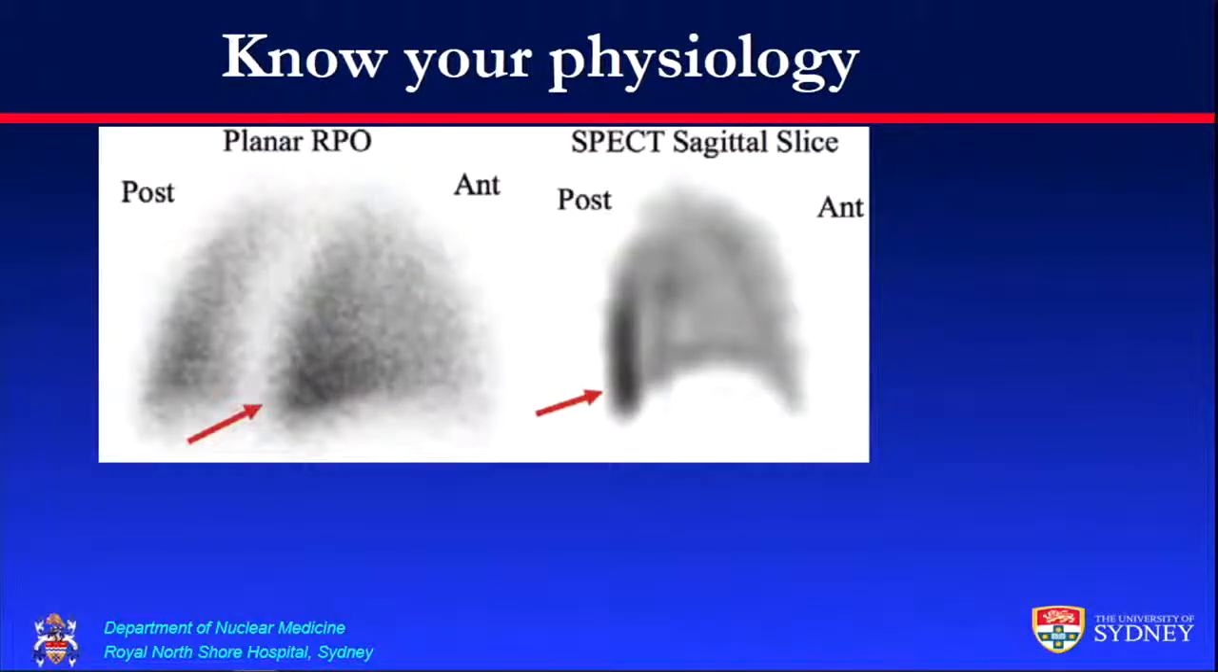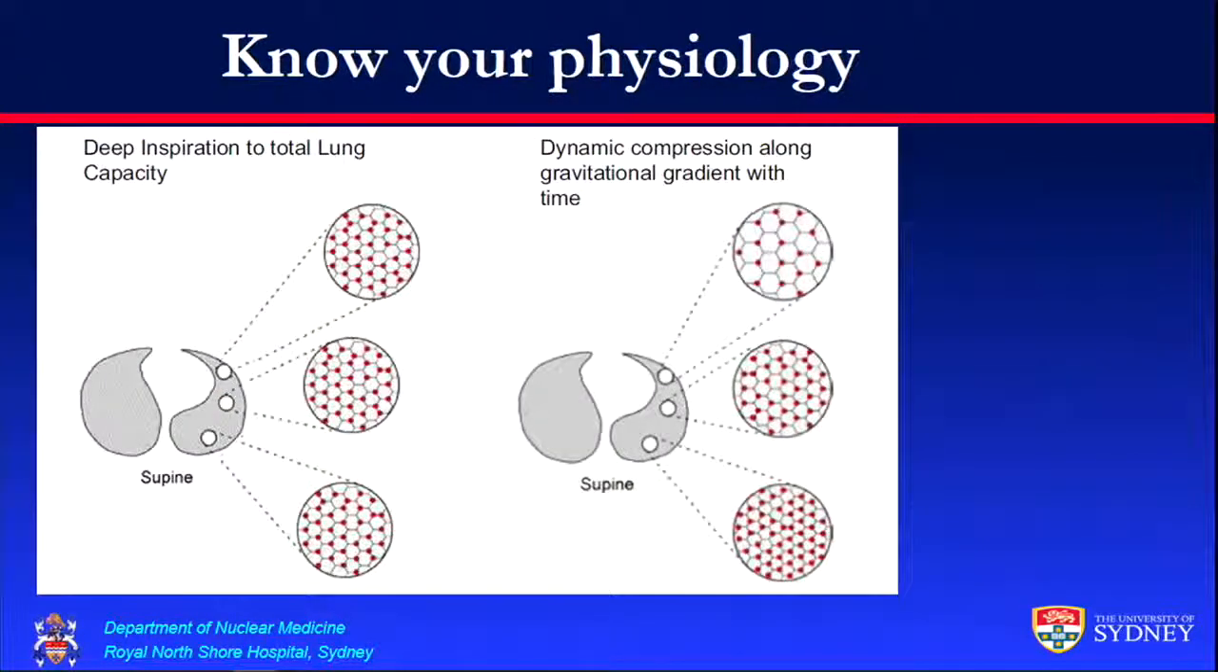Okay, this is what we call the rind artefact. So on a planar image, I think most of us used to appreciate that there were more counts at the back than there were at the front. And I think we all thought that meant the lung was a bit thicker at the back, so there was just more tissue to see. But then we did SPECT, and we found in some patients, you've got this amazingly linear artefact. What was this? So we did a little bit of work and a little bit of thinking.